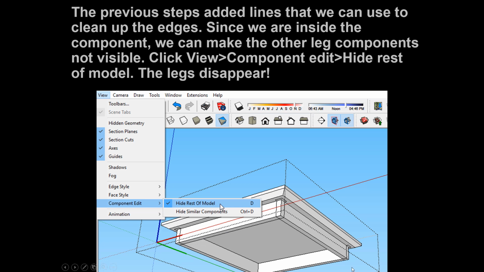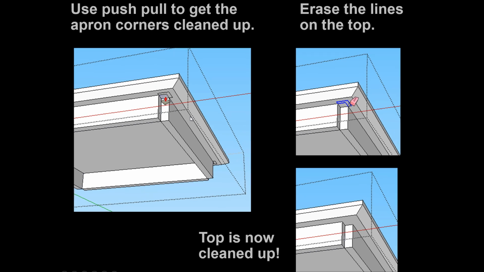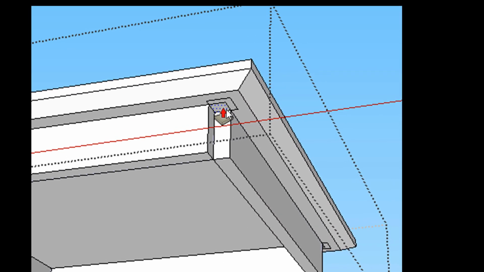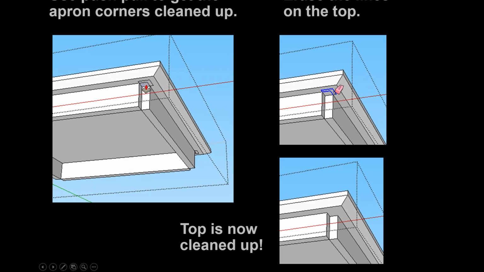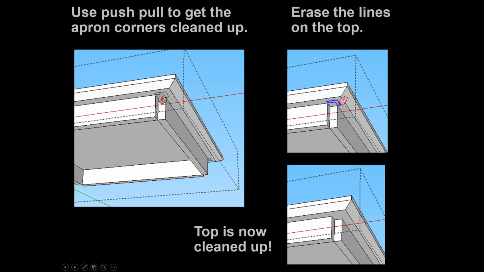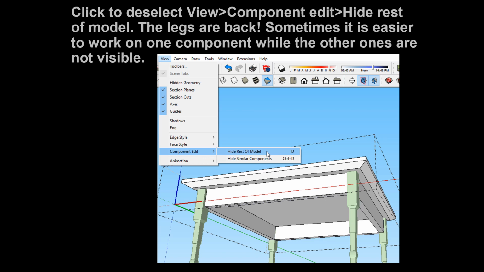Remember, the intersect faces with model we did before? Those are intersection lines that we don't really need. All we need to do is pull this box up and then erase it, and it'll be cleaned up. That's a cleaned up corner. And you do it all 4 times for the 4 legs. Then go to View, Component Edit, and click Hide Rest of Model, and the legs will suddenly show up again. They'll still be green because you're inside the tabletop.